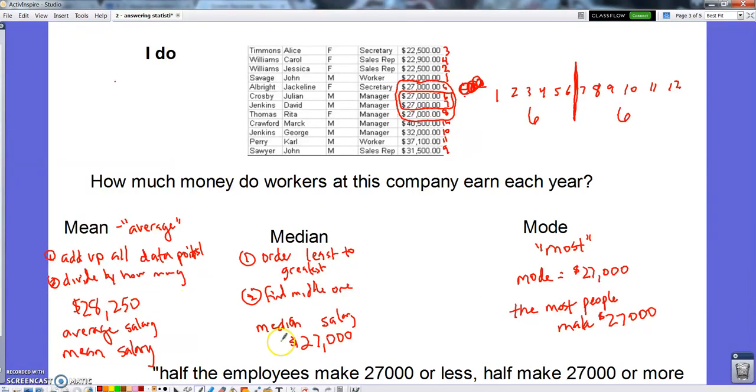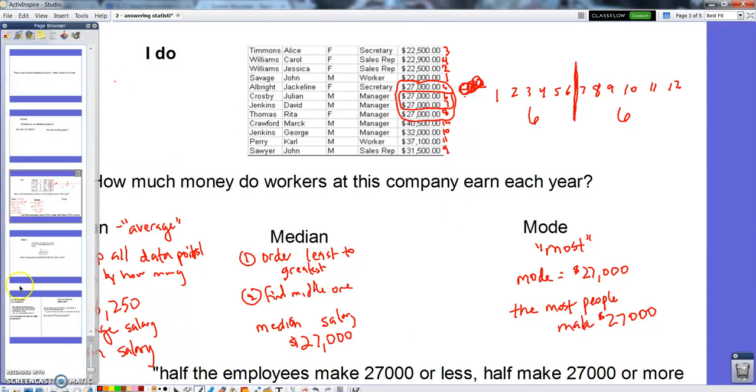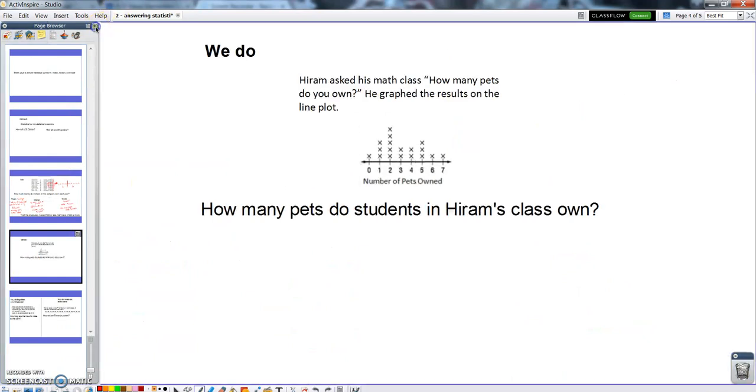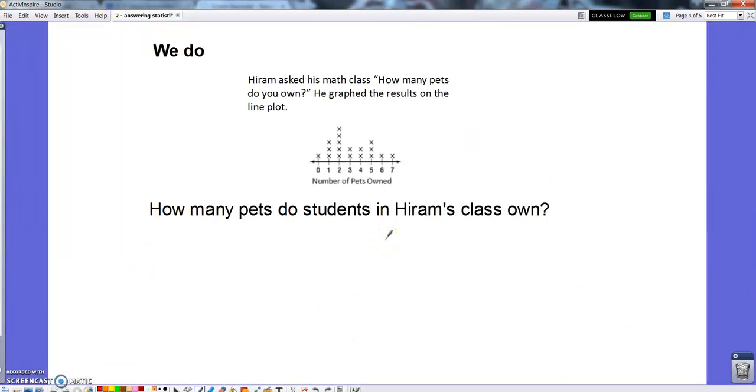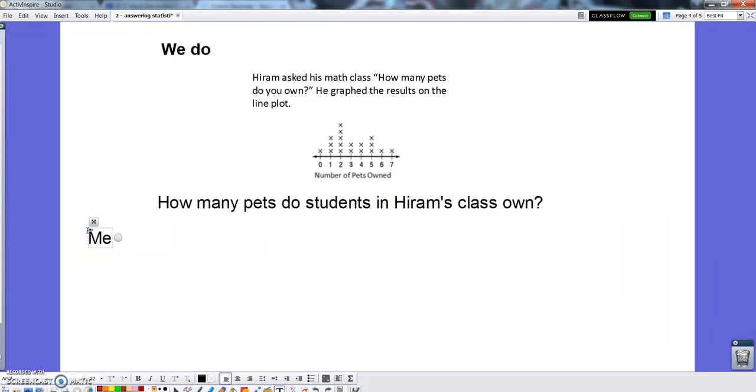We can find its average, its median, or its mode. Let's do one together. All right, open your notebook. So here's our question. Hiram asked his math class, how many pets do you own? And he graphed the results on a line plot here. How many pets did Hiram's class own? So again, that's a statistical question because there's not one number. Different people in the class have different numbers of pets. So we're going to look at 3 ways to answer Hiram's question here.